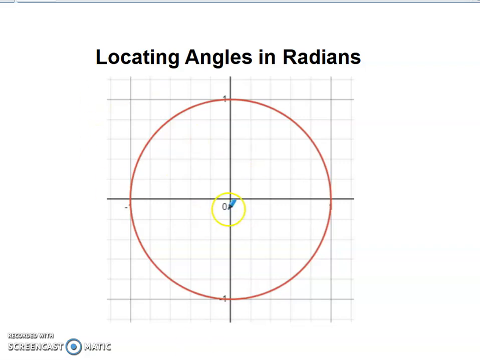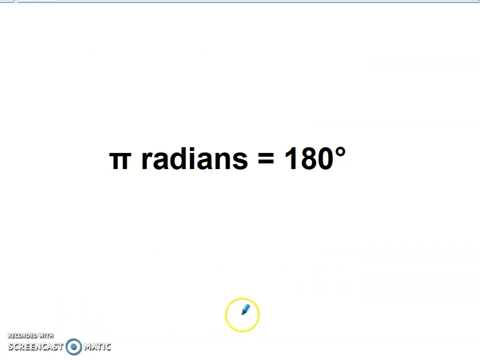So what you see here is a unit circle, which is a circle centered at (0, 0) with a radius of 1 unit. We want to try to figure out how to plot different radian angles on the circle. This is the only thing, other than a little simple arithmetic, that you need to know in order to make this process successful for you. So pi radians is equal to 180 degrees. If you know this, plotting radian angle measures on the unit circle should be very easy.